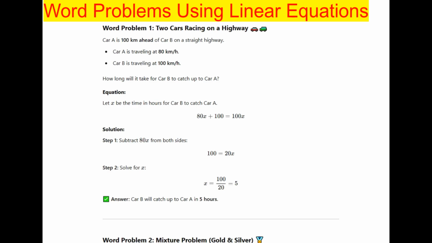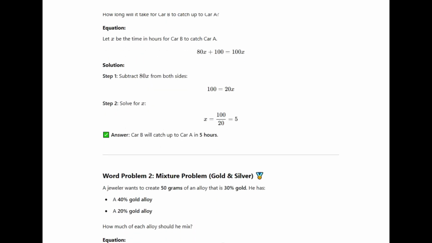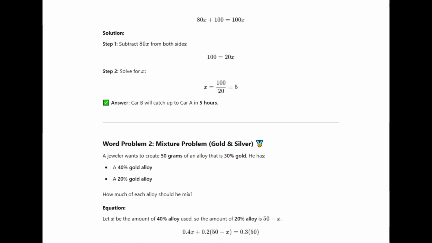Equation: let x be the time in hours for Car B to catch Car A. 80x plus 100 equals 100x. Solution. Step 1. Subtract 80x from both sides. 100 equals 20x. Step 2. Solve for x. x equals 100/20 equals 5. Answer: Car B will catch up to Car A in 5 hours.